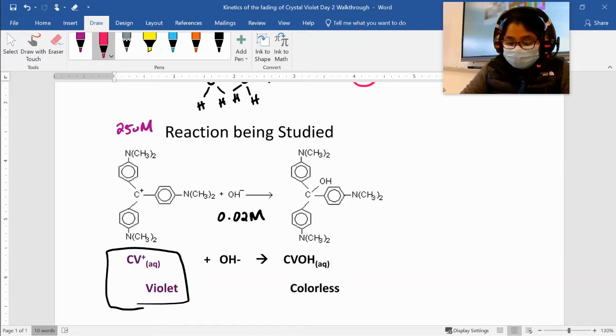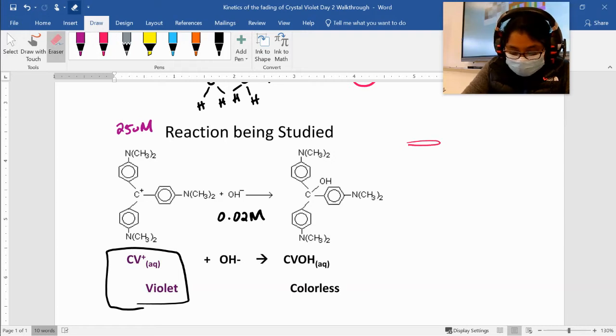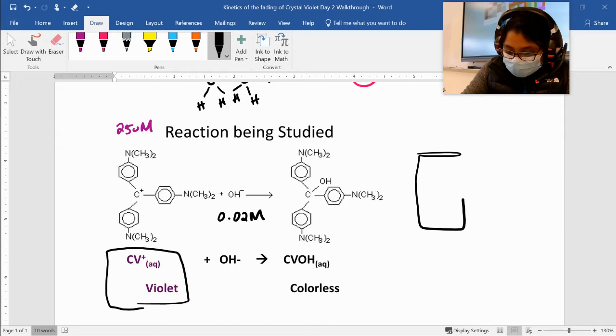So here is what the reaction is. When you add, I want purple. When you add, so I want to have 10 milliliters.